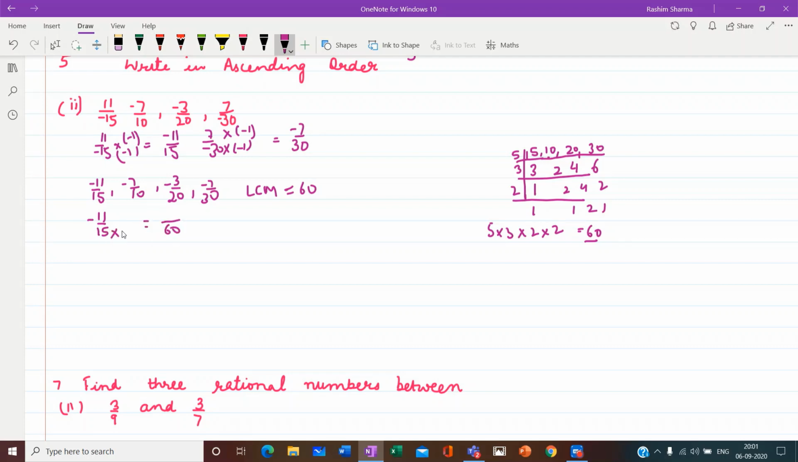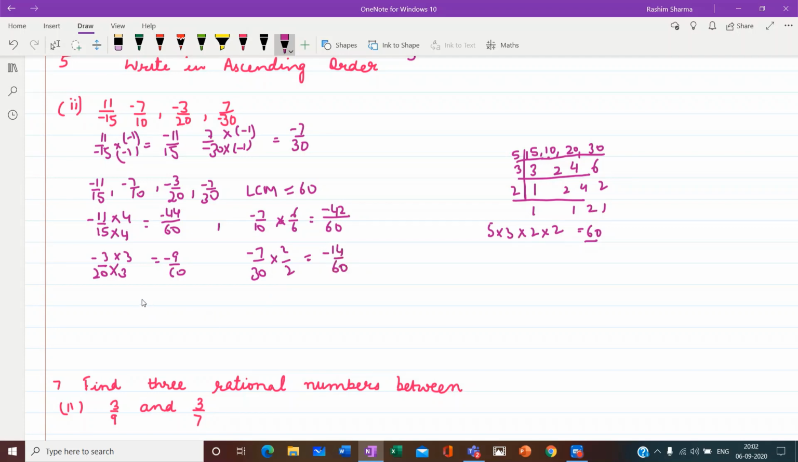So it means 15 is to be multiplied with 4. So we get here minus 44 on 60. Okay. Second is minus 7 on 10. When we change it to 60, we need to multiply by 6, minus 42 on 60. Third number is minus 3 on 20. It means this is to be multiplied by 3, means minus 9 on 60. And the fourth number is minus 7 on 30, into 2 we need to do, minus 14 on 60.